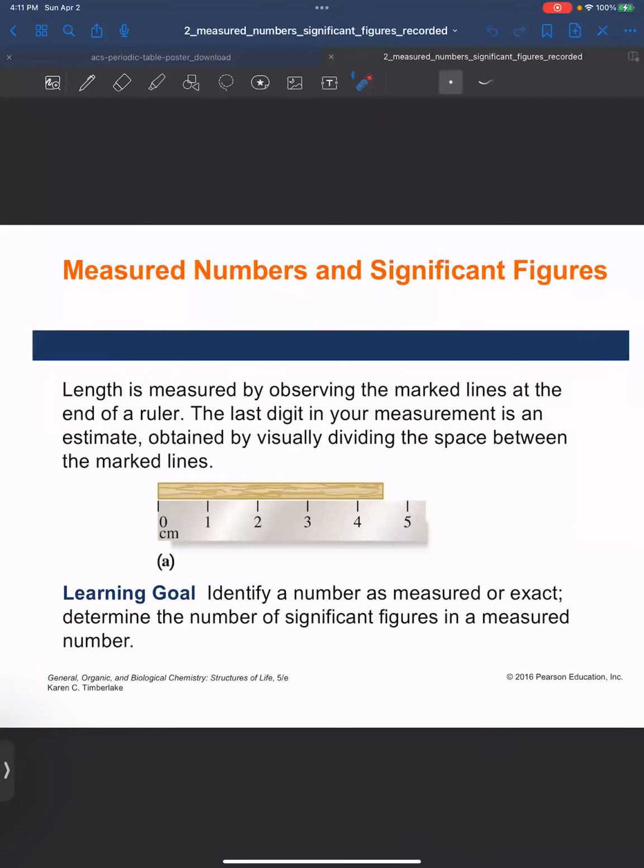And so, for example, we can see that the marked lines are 0, 1, 2, 3, 4, 5 centimeters. And I know for sure that this piece of wood is at least 4 centimeters. That is known. But I could estimate that it looks like it's close to 4.4 centimeters. You may have said it looks like it's 4.5. This last digit here is called the estimated digit. And when you're using instruments that are not digital, you will need to report your measurements with one estimated digit.